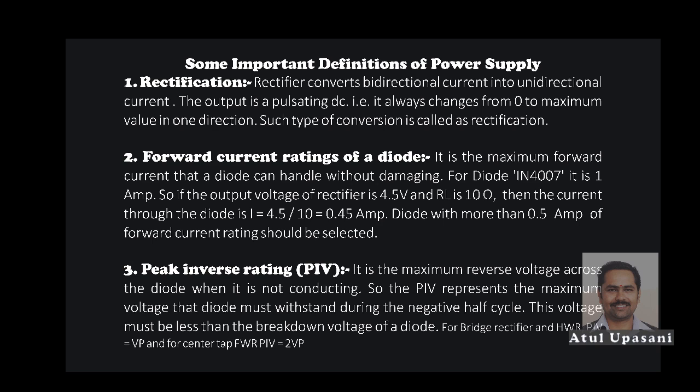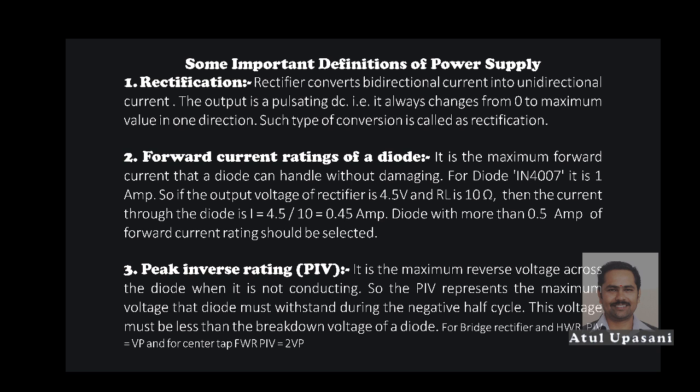The second definition is the forward current rating of a diode. It is the maximum forward current that a diode can handle without damage. It means that whenever the diode is in forward bias mode, its capability is denoted by the forward current rating of the diode. Here we have taken an example of a diode 1N4007. The current rating for this diode is 1 ampere.